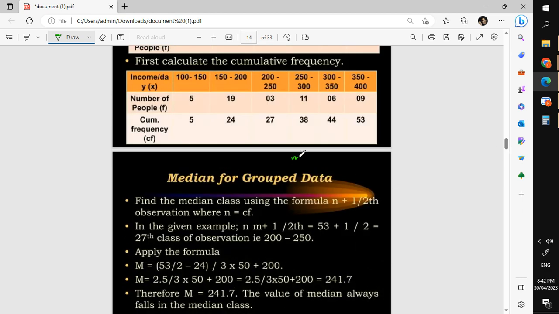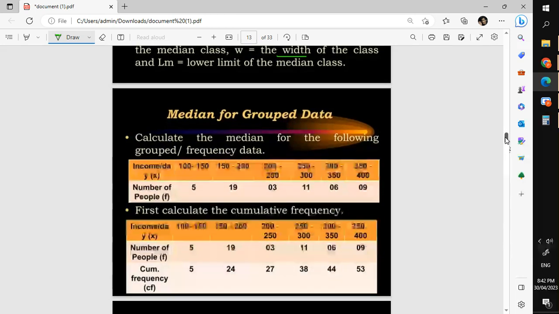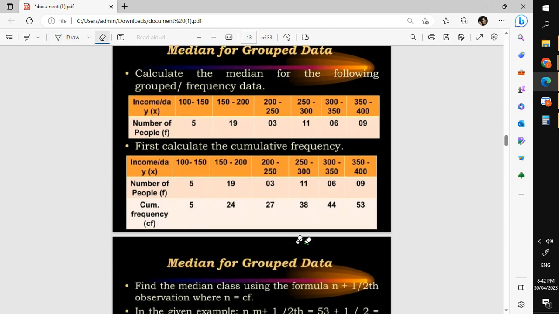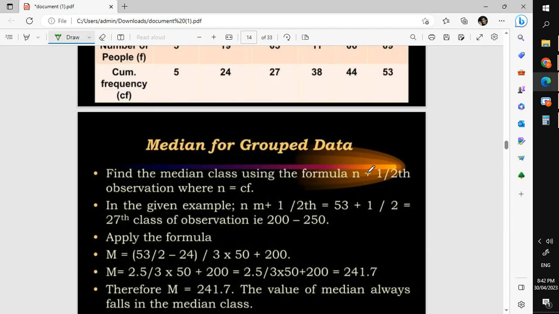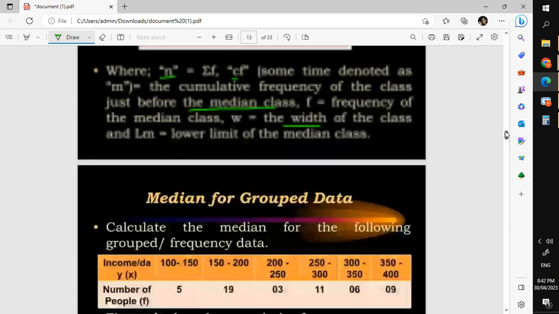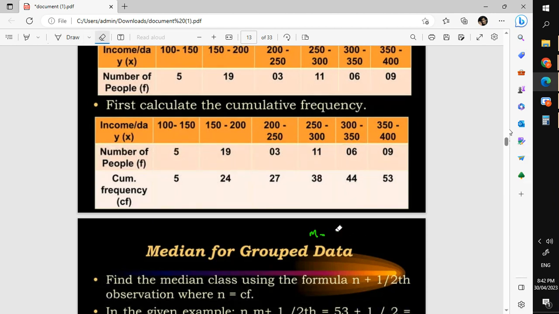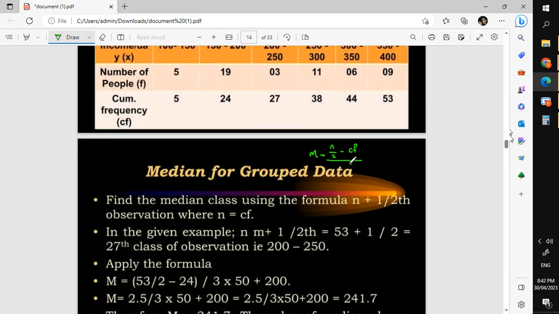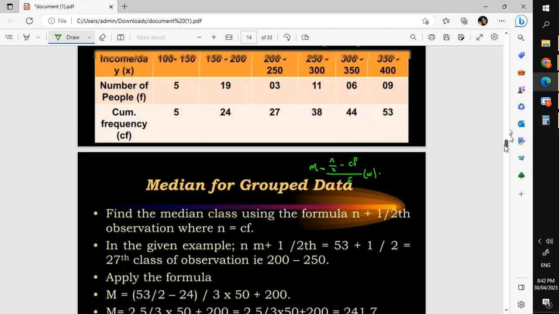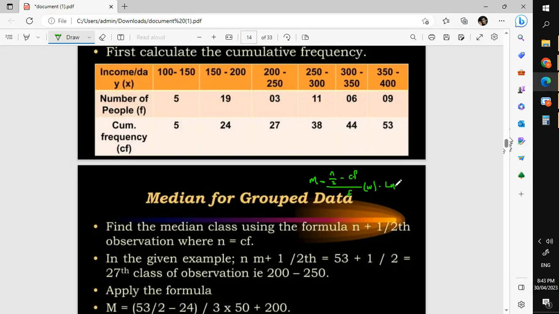Formula. Okay. M is equal to n over 2 minus CF, divided by F, times W, plus the lower limit, or L sub m. Okay, there you have it.